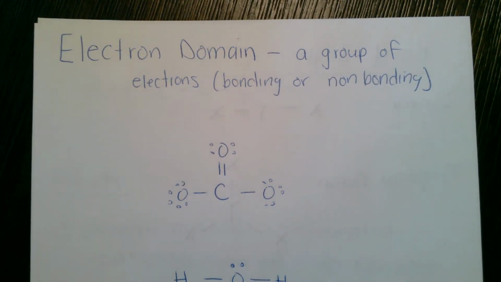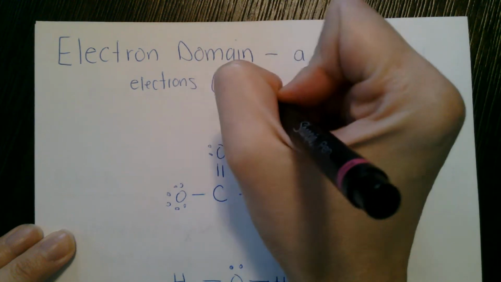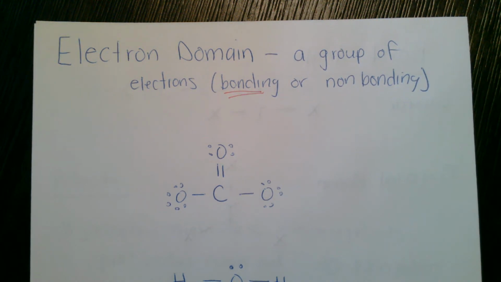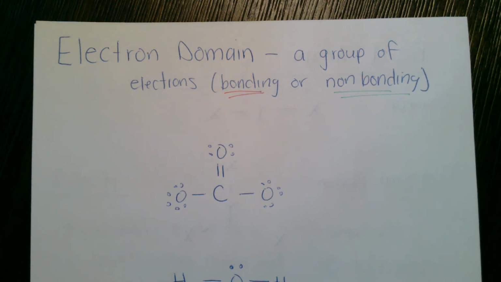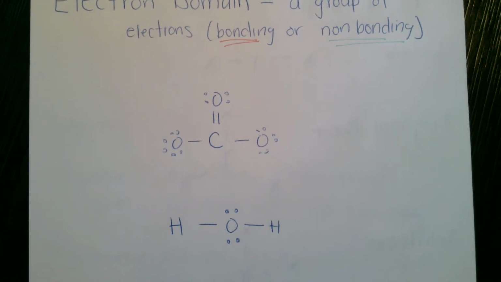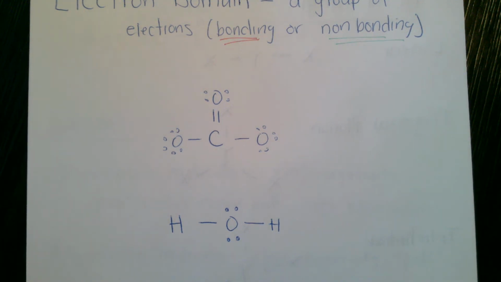They're interested. Okay, so we're going to look at bonding theories and electron shapes. Before we get into that, electron shapes are governed by electron domains. An electron domain is a group of electrons. These electrons could be bonding or non-bonding electrons. Let's take a look at a couple of examples.